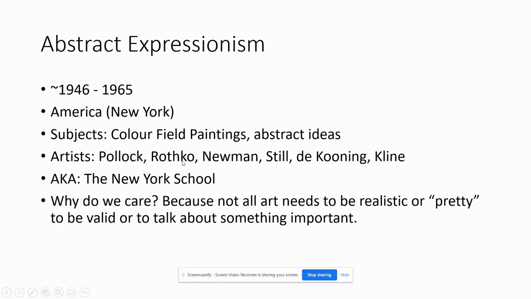Our artists, if you see these names, it's safe to assume that's an abstract expressionist painting. We've got Pollock, Rothko, Newman, Still, de Kooning, and Klein. We'll be looking at five. You can Google Klein. The work is very, very interesting. And the abstract expressionists are also known as the New York School because all of these artists were working pretty closely together in the same sort of area of New York. If you talk about abstract expressionism and the New York School, they are interchangeable.